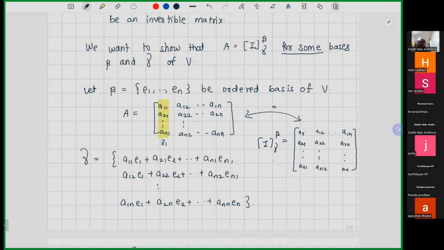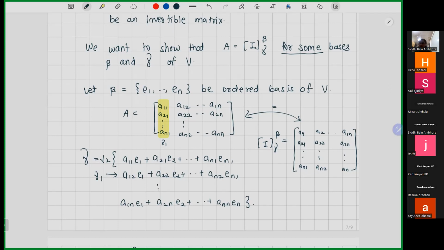If I change the order of gammas, then these columns will switch. If I write this second term first, if this is my gamma 1 and this is my gamma 2, and I want to write them as coefficients in this matrix of beta gamma, then this will be my first column and this will be my second column. And this is no more A. But we are showing it for every invertible matrix. For A, we got this.